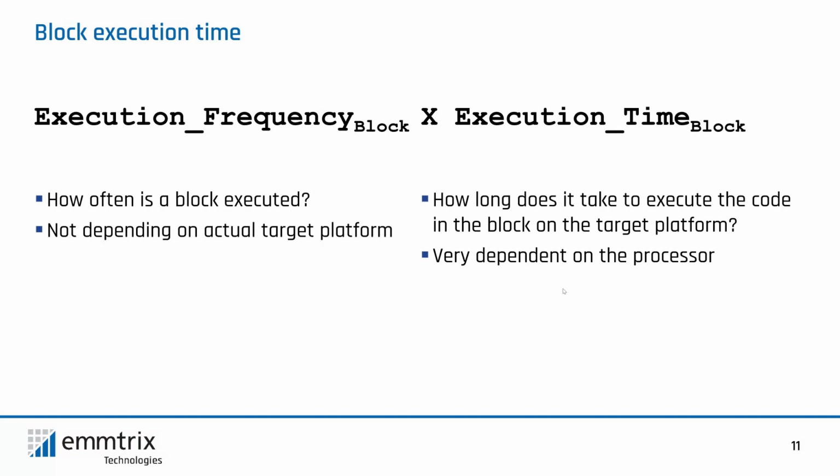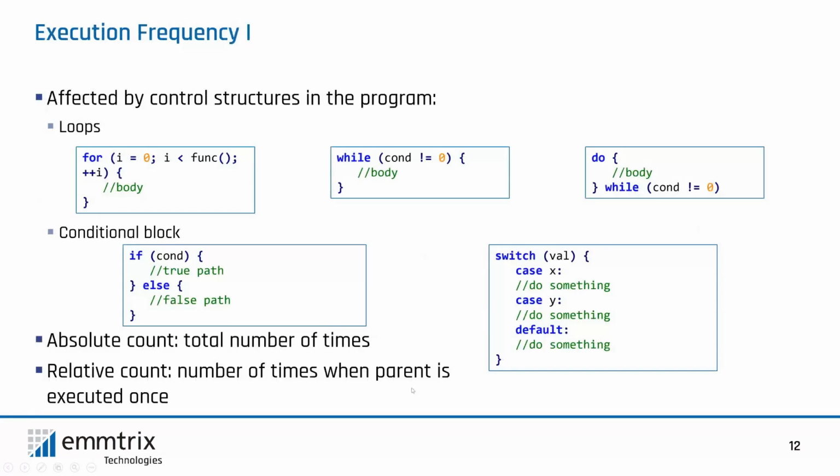So how do we do that statically? How can these values be estimated? Let's start with the execution frequency. Execution frequency is usually affected by the control structure of the program. So for loops, while loops, do while loops, and also conditional blocks like if or switches. Loops usually increase the number of iterations, and these conditional blocks are usually less than 1. So if we don't know anything, maybe 50%, or here even a different distribution.